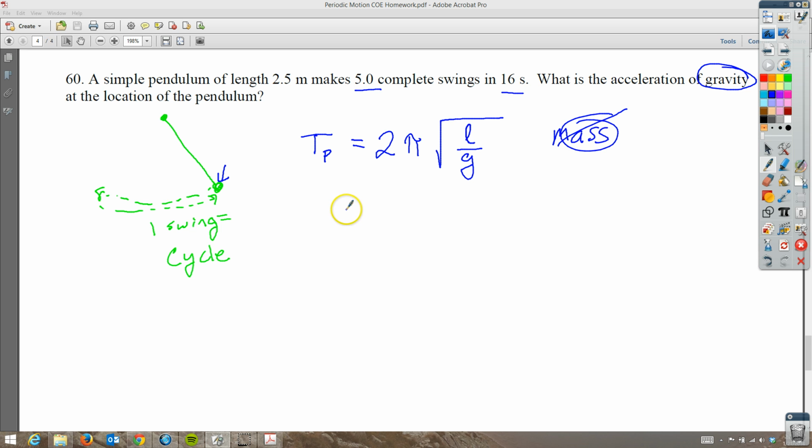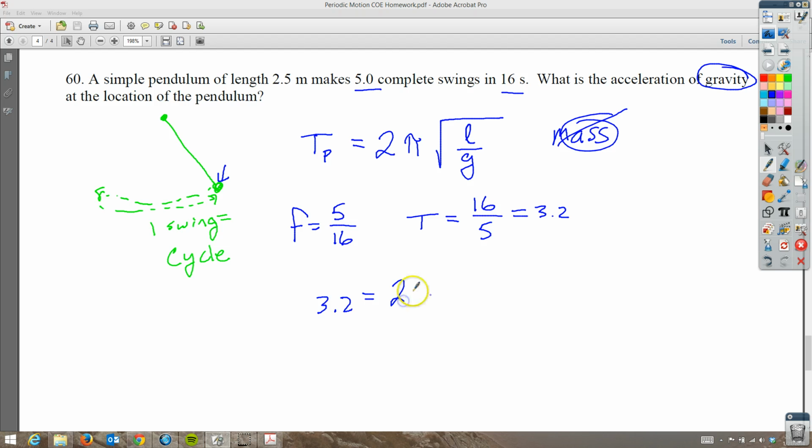We need to realize that if it's 5 swings in 16 seconds, then that would be more of a frequency. So the frequency here is equal to 5 swings in 16 seconds. And so our period, remember, is just the reciprocal of that. So it'd be 16 over 5, 16 seconds for 5 swings. If you take that 16 seconds and divide it by 5 swings, you should end up with about 3.2 seconds for the period. So we'll go ahead and plug that in.